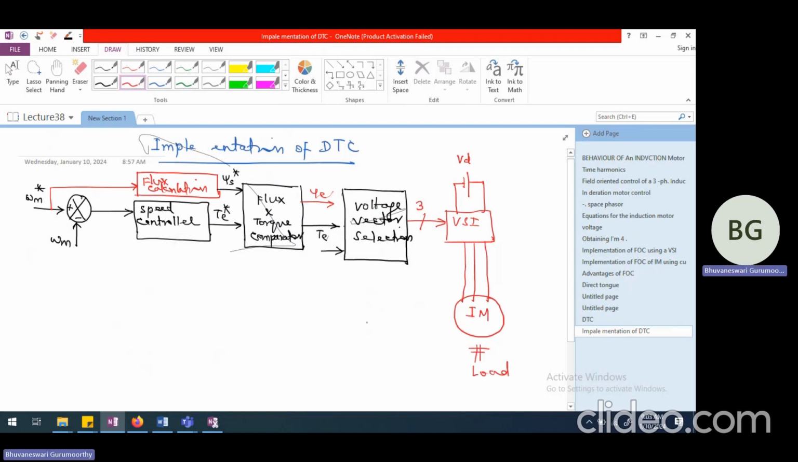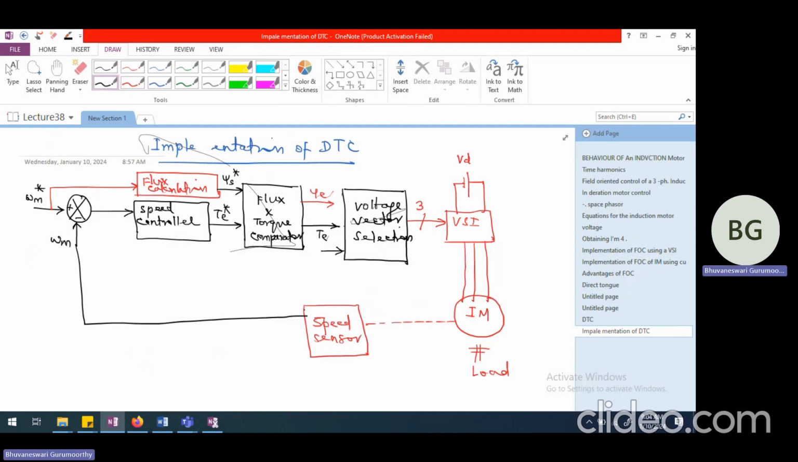From here, I should be looking at the speed using a speed sensor. Let me write this as speed sensor. The speed sensor output is going as the actual speed here. So this is the actual speed.